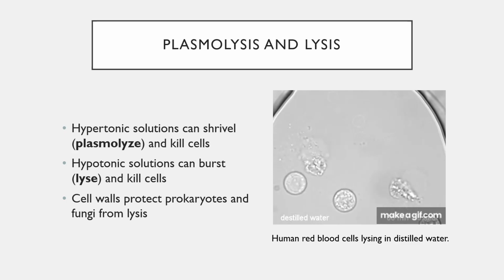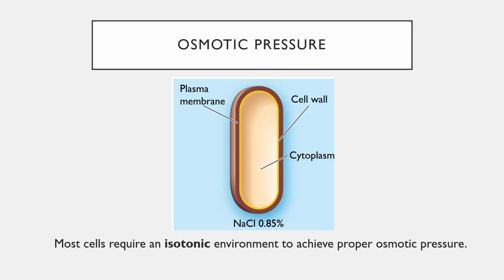Nonetheless, despite this protective effect of the cell wall, the ideal solution for most species of microbes is an isotonic one. Isotonic solutions, wherein there is no net movement of water via osmosis, represent the proper osmotic pressure for most, but not all species of microbes. This brings us to our very first checkpoint.